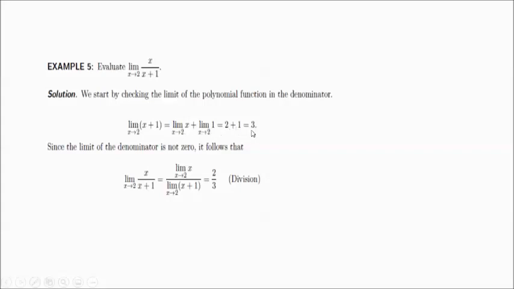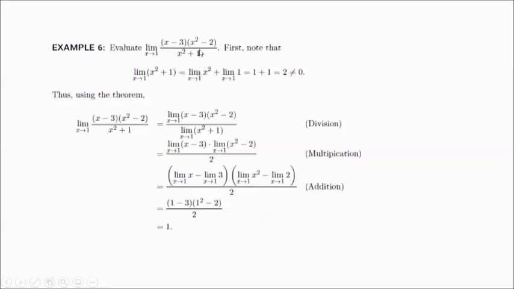So that is 3. And then, the division theorem. So we distribute the limit of the numerator and the limit of the denominator. In this case, we just substitute, so it becomes 2 over 3. So this is under the division theorem.